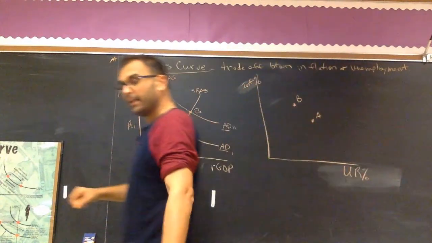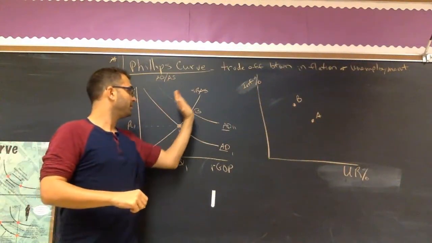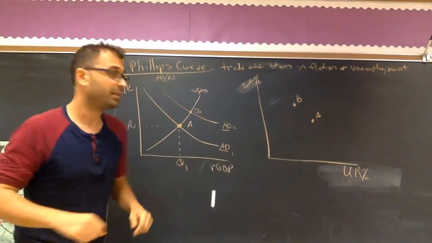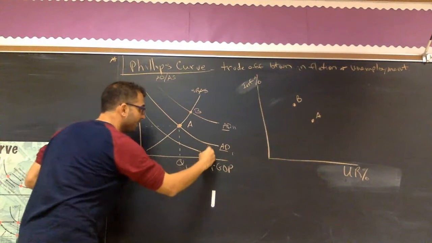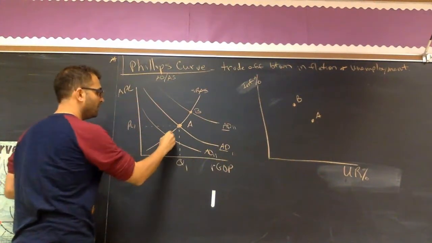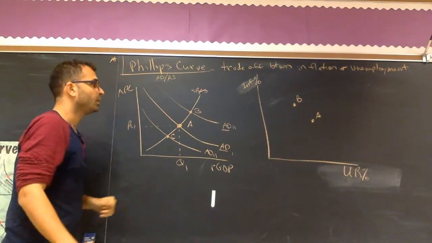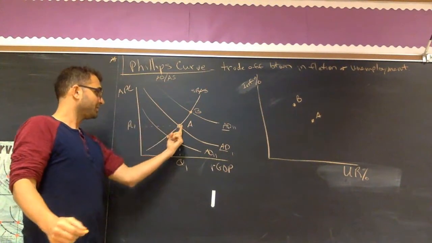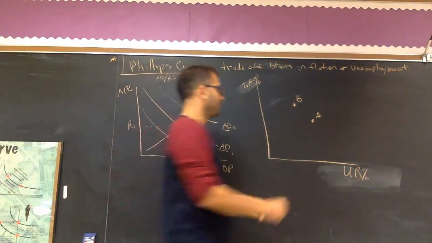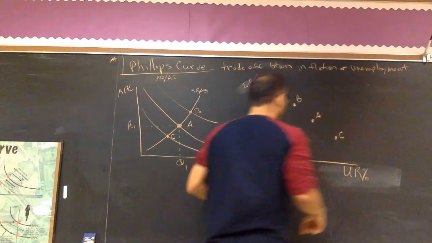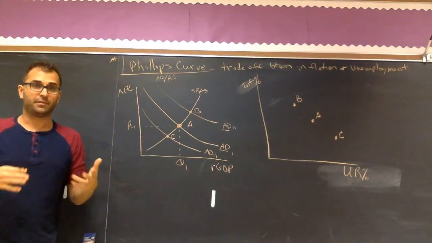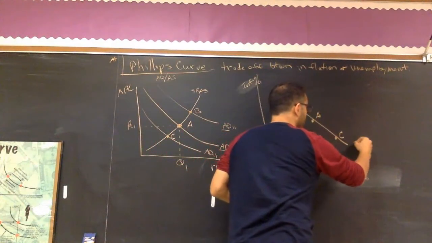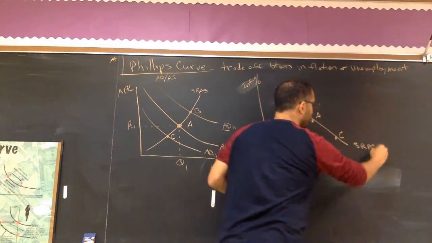Let's say instead of AD shifting to the right, let's say AD happened to shift to the left. Well, what happens then? AD3. Well, we'll call this point C. Where is that going to be? You probably figured it out by now. Down and not to the left, like over here, but down and to the right. What you've done unknowingly, if you're following along here, is you've created a short-run Phillips curve.